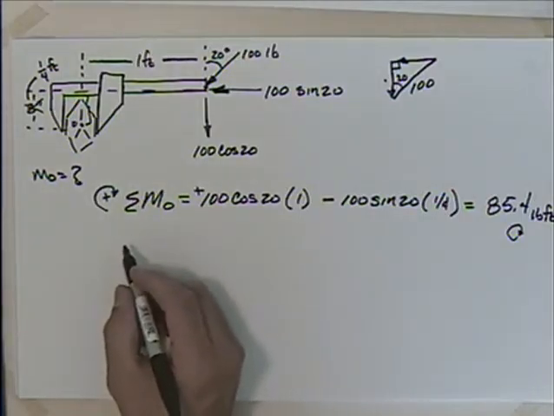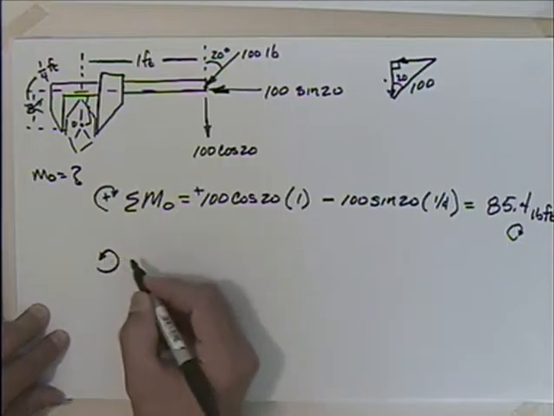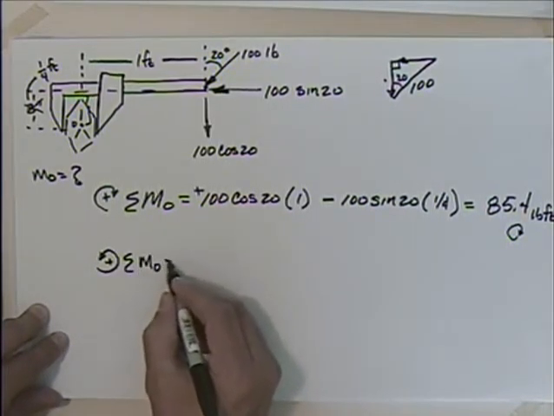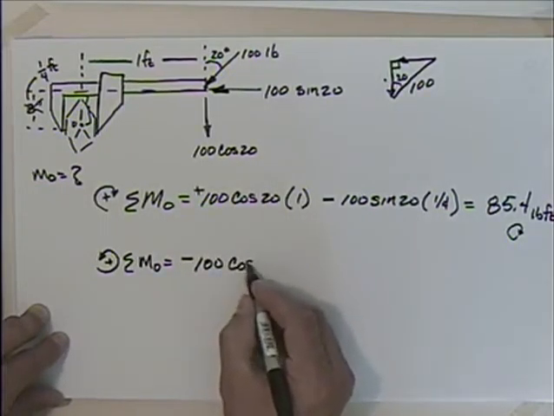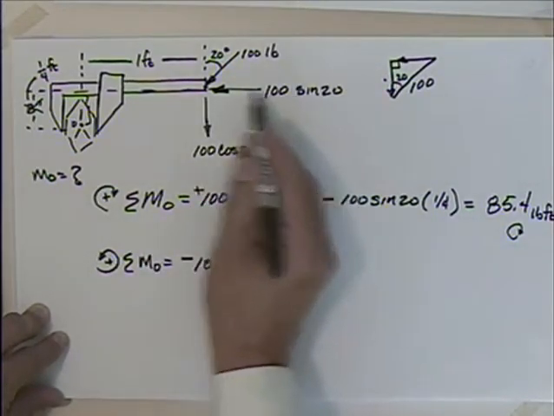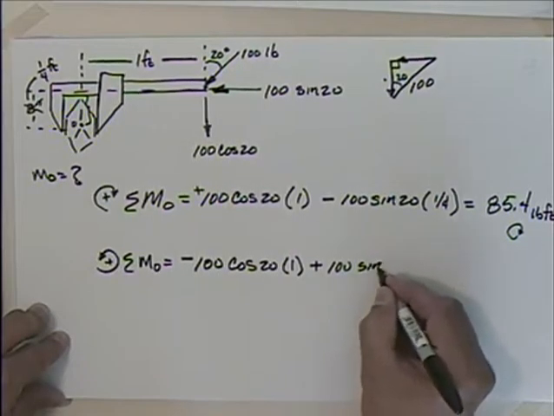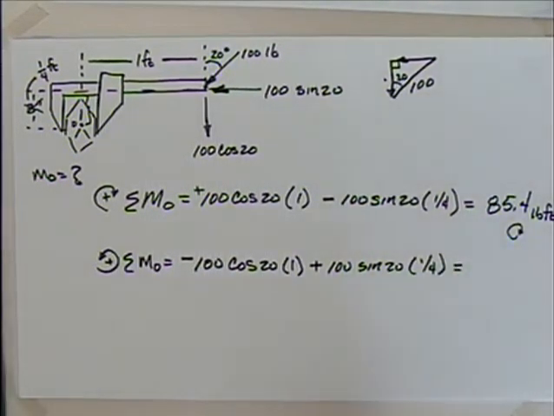Now, let's say that we would have taken counterclockwise as positive. Well, this would have looked like this, wouldn't it? The sum of the moment about O would have been a minus 100 times the cosine of 20 times the distance of 1, plus, because this is rotating it counterclockwise, a plus 100 sine of 20 times the distance of 1/4. I run through my math here to double check that first answer.